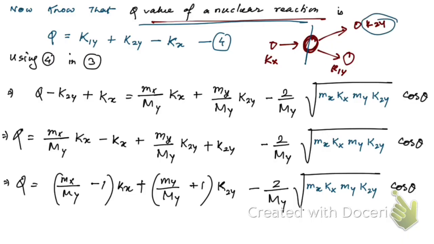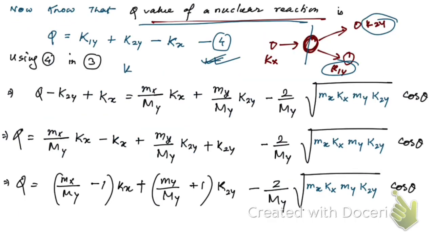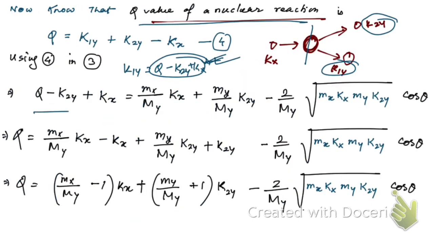So the total kinetic energy after collision minus the total kinetic energy before collision gives the Q value. Now we have used this equation number 4 in equation number 3. From equation number 4 we can obtain k1y is equal to Q minus k2y plus kx. So we have used this expression here, and then we have got this relation. Then if you simplify this, you're going to get Q is equal to this. Then you can take kx common, and similarly from these two terms you can take k2y common, and taking this we have got this relation.